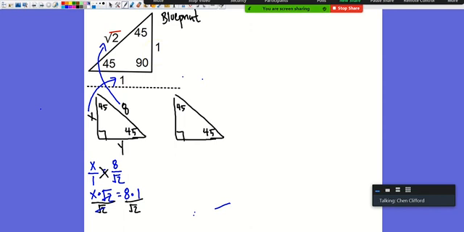So now X is equal to 8 over root 2, and this is going to be 8 root 2 over 2, and 8 over 2 becomes 4, and you will get 4 root 2.